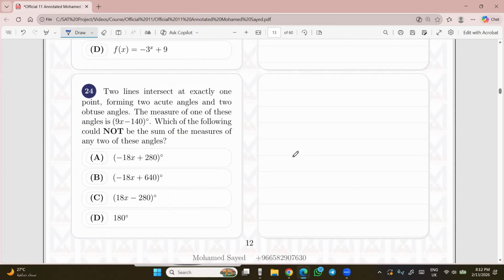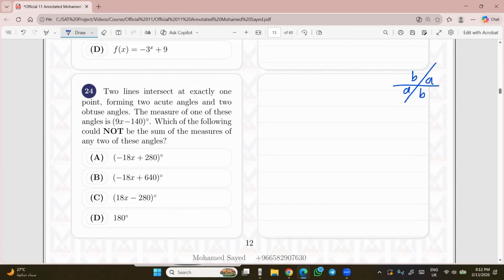So how can we get this idea here? Two lines intersect at exactly 1 point, so we can make two lines like this, intersecting at 1 point, not parallel lines, forming two acute angles and two obtuse angles. So let's name this A. This will be A also, because they are vertical angles, they are the same. And this is B, this is also B. That's how we make it.